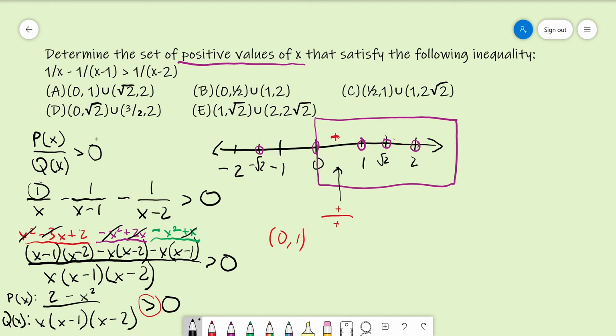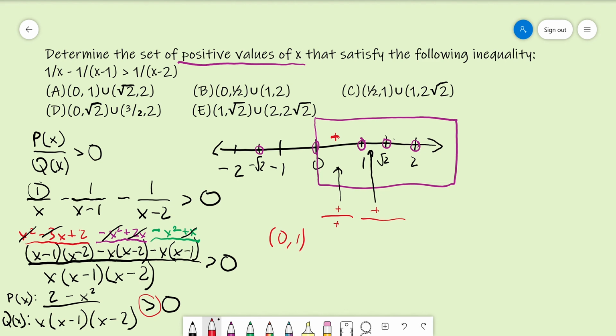Now let's check what happens between 1 and root 2. Well, if we take a number between 1 and root 2, then 2 minus the square of that number is going to be positive because the number is, let's say x is a little bit less than root 2, so x squared is going to be a little bit less than 2, so 2 minus a number that's a little bit less than 2 is going to be positive.